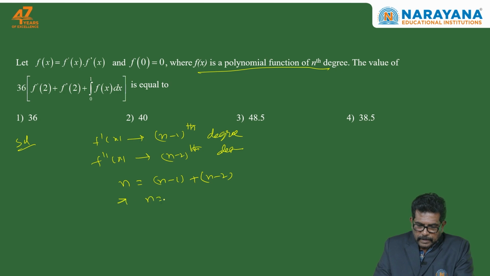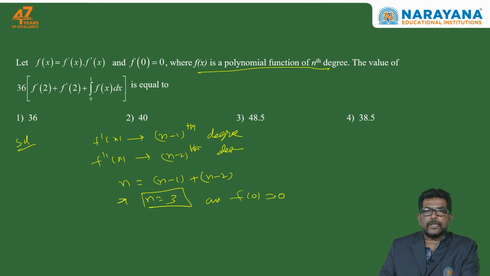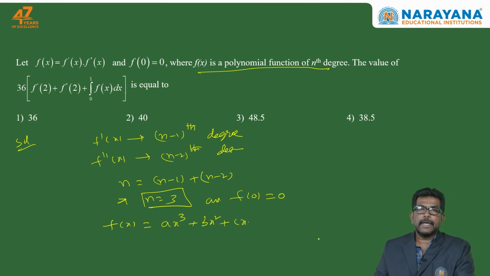Hence the degree is n is equal to n minus 1 plus n minus 2. So from this n is equal to 3. That is, f of x is a cubic polynomial. And f of 0 is equal to 0. That means there is no constant at all. That's why we are going to write f of x as f of x is equal to ax cube plus bx square plus cx only, because of f of 0 is equal to 0.